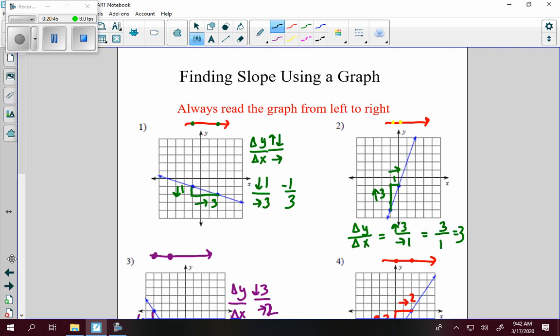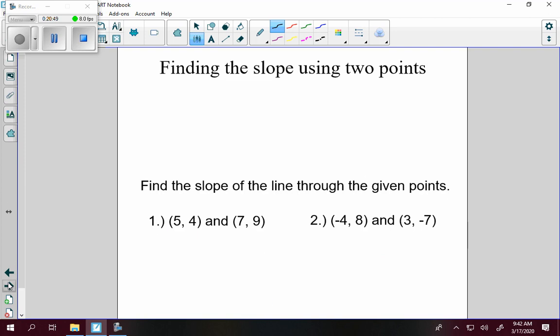All right. So there's finding slope using a graph. The other part is using 2 points. So if we find the slope using 2 points, we're going to do the change of our y values over the change of my x. See, y is saving x. So that means that we are given 2 points, say this point and this point.